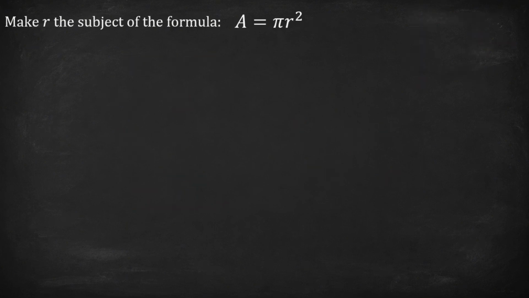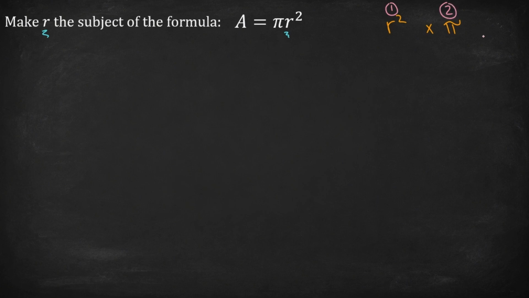For our second example, we have this formula that is used to calculate the area of a circle. Now, we have been asked to make r the subject of the formula or the subject of the equation. That means we have to get this r on its own on one side of the formula. So let's use BODMAS to identify the order in which the operations are being applied to r. Now, first, r is being squared, and then the result is being multiplied by pi. So this is the first operation, and then that will be the second operation.